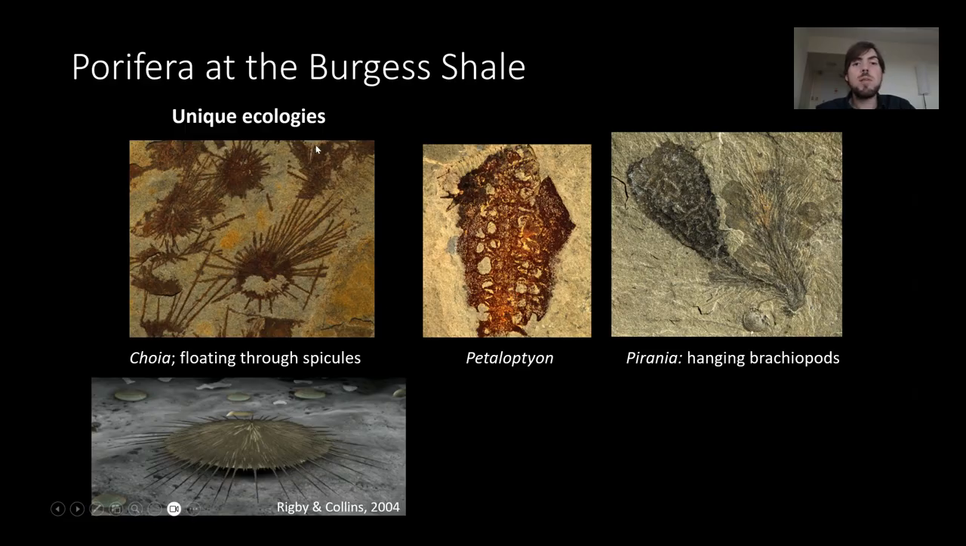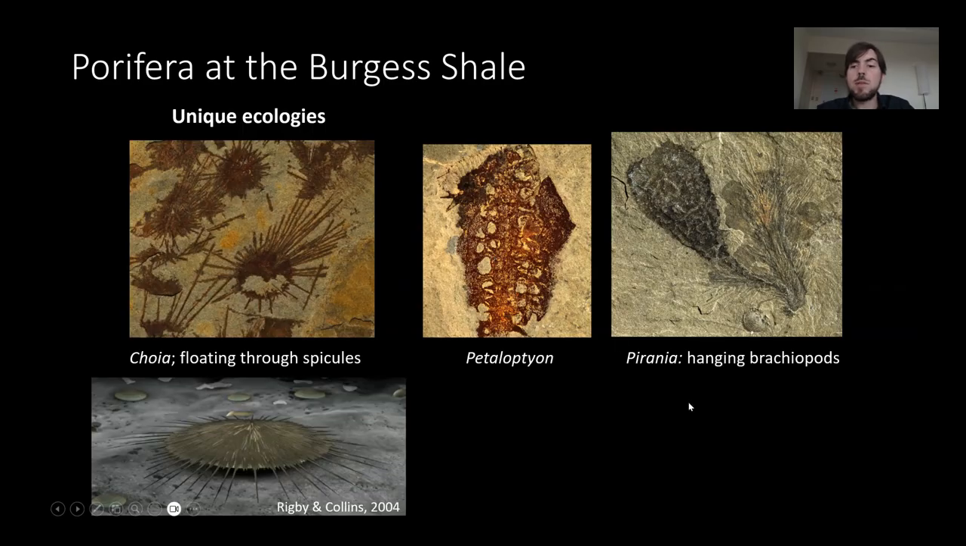We found, for example, different ecologies that we do not find nowadays among sponges. For example, some of these sponges, like Choia, were floating on their spicules. They had very, very long spicules, and they basically used these spicules to stay on top of the ground, and that's a very strange structure that is not found nowadays. But you can also see other types of sponges at the Burgess Shale. For example, Petaloptyon has clearly the pores, so that's how it's classified as a sponge.